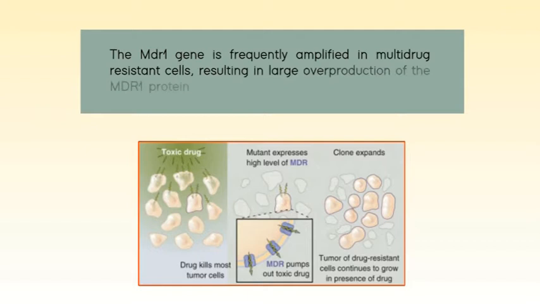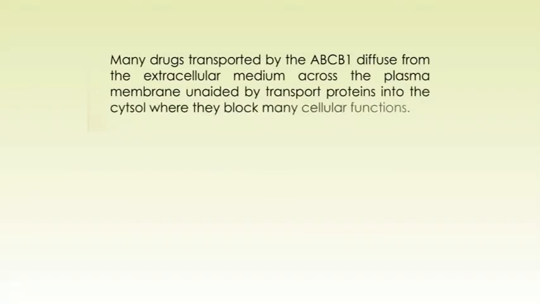The MDR1 gene is frequently amplified in multi-drug resistant cells, resulting in large overproduction of the MDR1 protein. The substrates for mammalian ABCB1 are primarily planar lipid-soluble molecules with one or more positive charge. They all compete with one another for transport, which suggests that they bind to the same or overlapping sites on the protein. Many drugs transported by the ABCB1 diffuse from the extracellular medium across a plasma membrane unaided by transport proteins into the cytosol where they block many cellular functions.